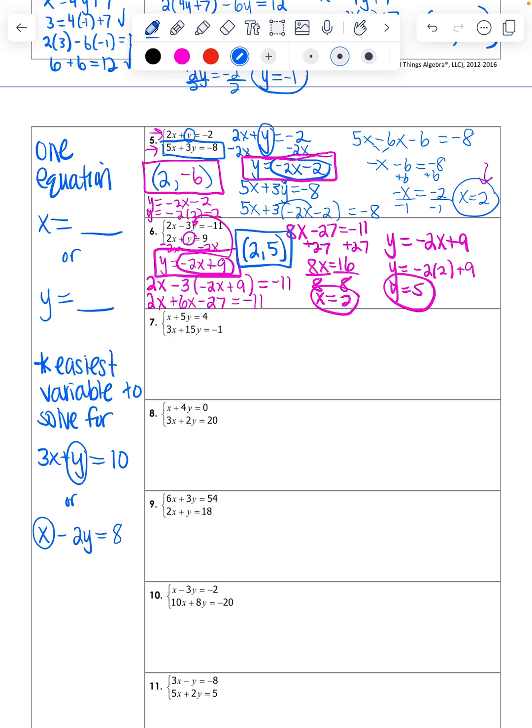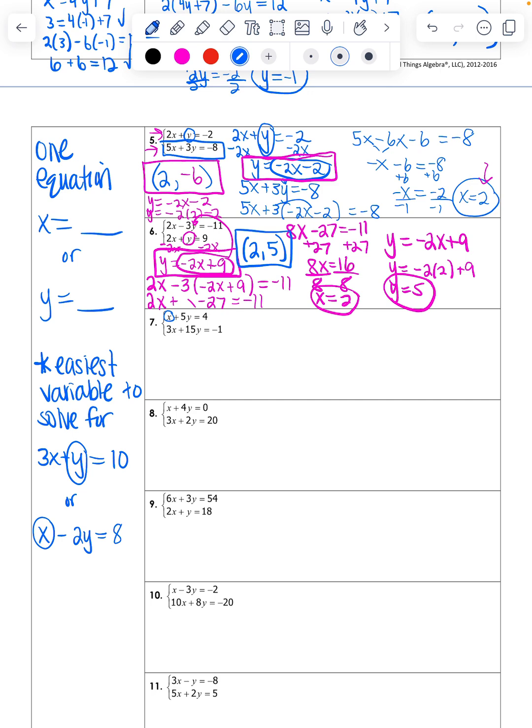Now, sometimes it's going to feel a little uncomfortable because the easiest variable to solve for is not y. It's kind of natural for us to solve for y because when we're graphing, we solve for y. You know, the first thing I ever taught you guys when we were learning about literal equations was, take this equation and solve for y. But like in number 7, the easiest variable to solve for, if we're looking at all the options, 1x, 5y, 3x, 15y, is definitely not y. It's going to be the first x. So it's just weird solving for x because we're just not used to it.